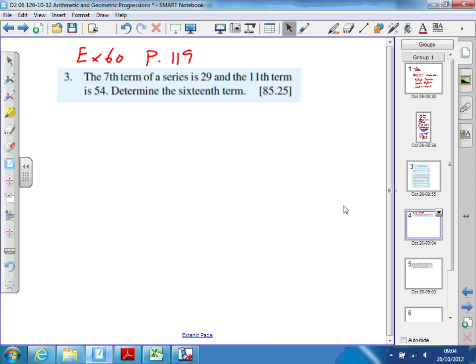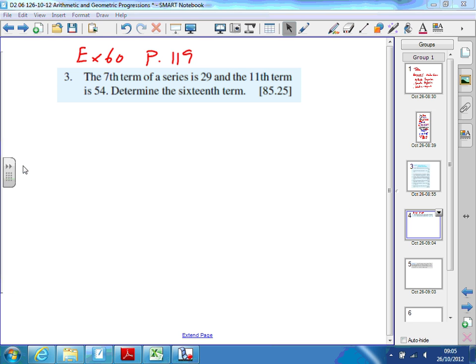Look at this then. Exercise 60, let's look at one of these examples, number 3. Look at the question if you've not had a go at it yet. We know the 7th term of a series is 29, and the 11th term is 54, and we've got to find the 16th. So it's a bit like that work problem we were looking at.